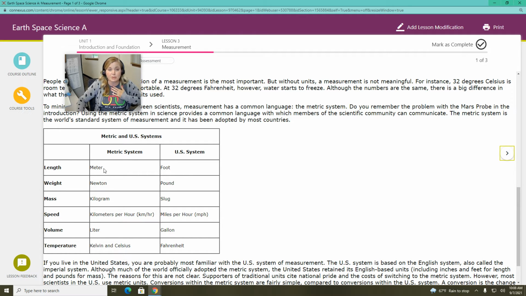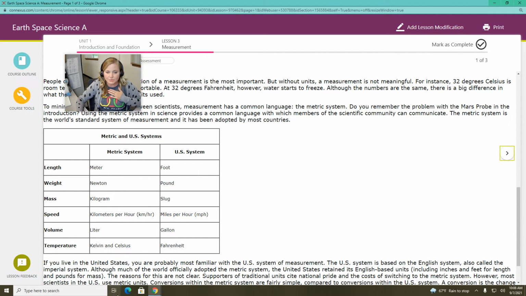In the metric system, we would use meters instead. In the US system, we use pounds, whereas in the metric system for weight, we would use newtons, or perhaps kilograms, which is a measure of mass. Most people, if they give you their weight in the metric system, will likely give you their mass instead of their weight.